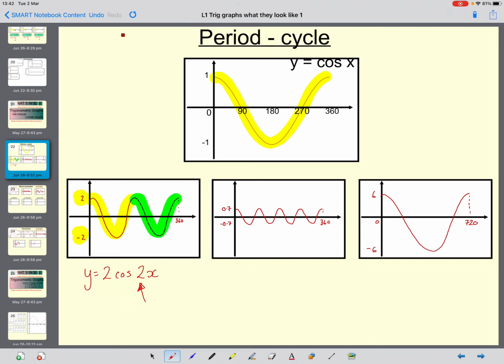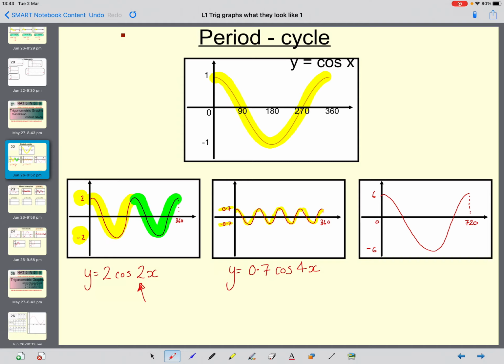The next one, how many graphs is there? If you just count it, 1, 2, 3, 4, there should be 4 cos graphs. Can everyone see that? And it goes up to 0.7 and down to -0.7. So it's going to be y equals 0.7, that's your amplitude, you write that first, cos, and there's 4 graphs within the period of 360.